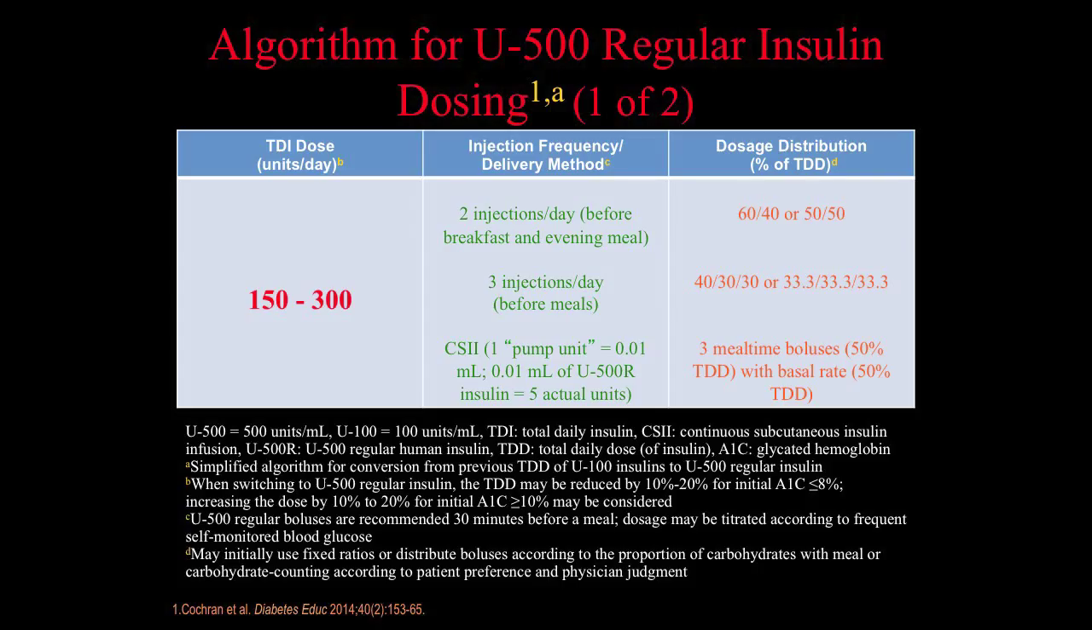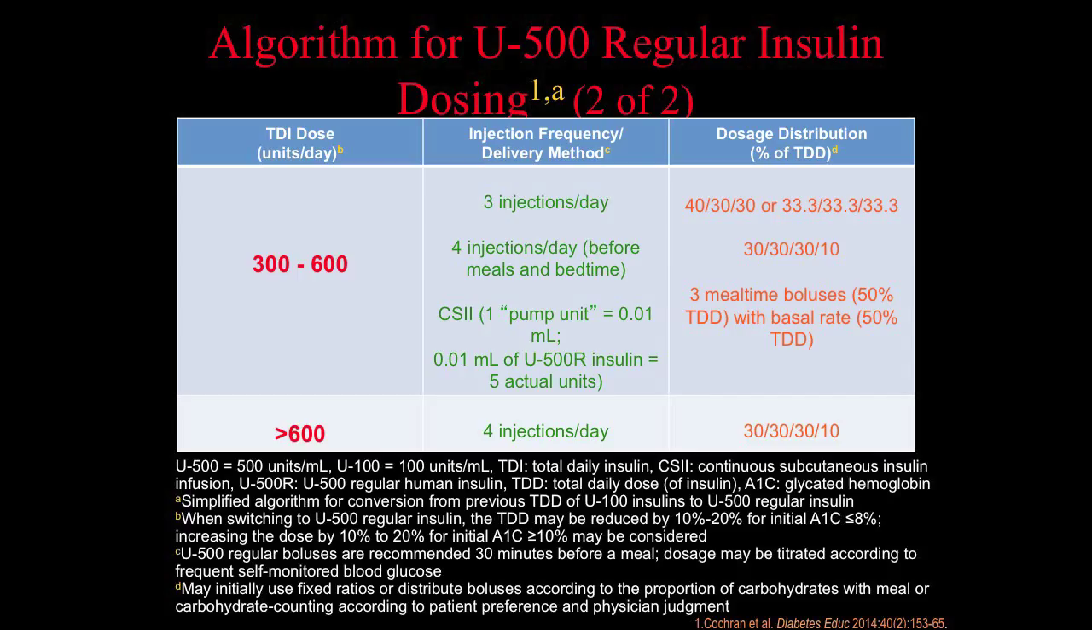Then there is an algorithm for how to start. In our protocol in the county, we start at 200, but some authorities consider 150 another point to start a patient on a more concentrated insulin like U500. Usually, if the total daily requirement is 150 to 300, the patient needs a minimum of 2 injections, and you can divide it 60-40 or 50-50.